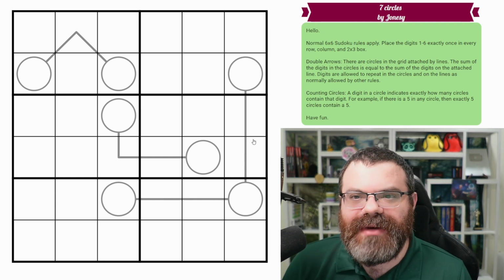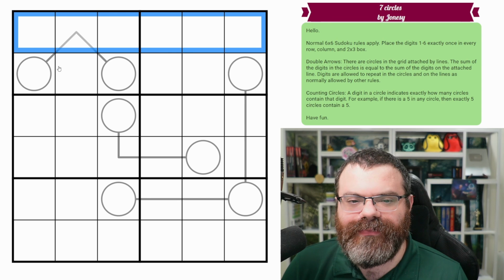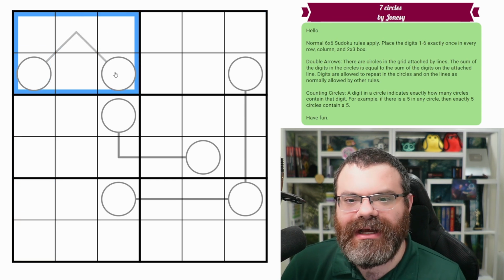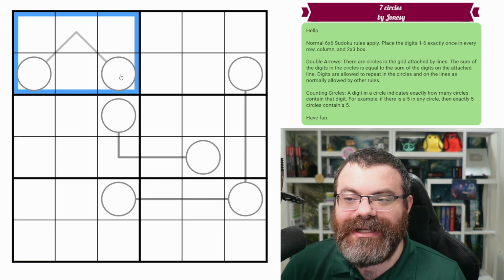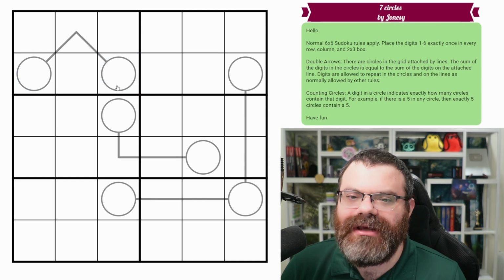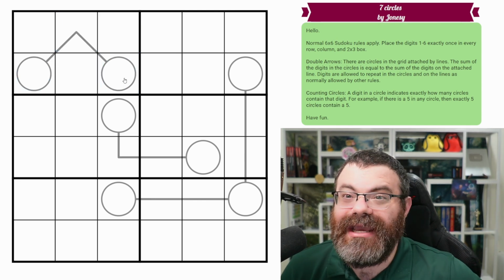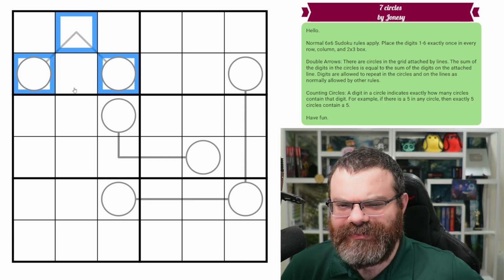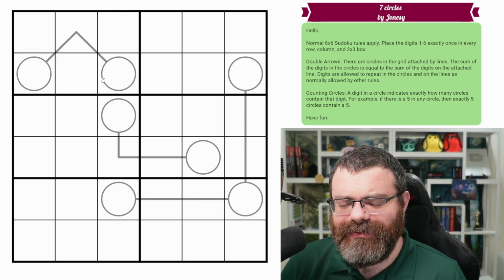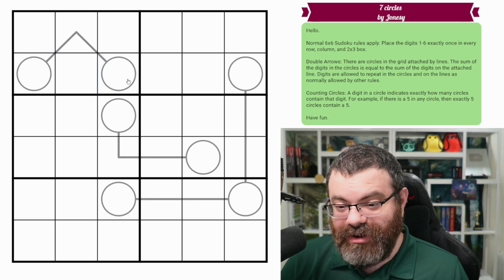So we have normal 6x6 Sudoku rules, so in every row, every column, and every 2x3 box, we are placing the digits 1 to 6 exactly once each. We also have double arrows in the grid. They're called arrows because they're similar to the arrow constraint in some ways, but there's not actually any arrows involved. They actually look like between lines, but they are not.